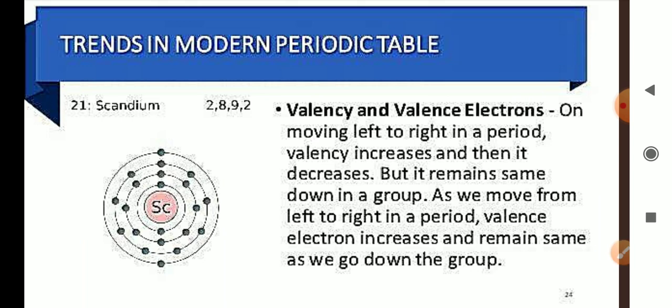In groups, on moving from top to bottom in a group, the valency remains the same. So if you move from top to bottom, the valency will remain the same because the number of valence electrons remains the same.